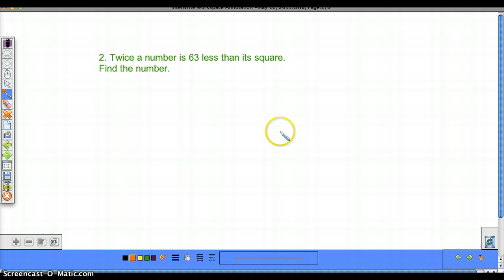Now, number 2 is very similar. We're just going to read it word for word. It says twice a number, so we're going to say that would stand for 2x, 2 times x, is our equal to sign, 16 less than its square. Remember from number 1, its square just means x squared.